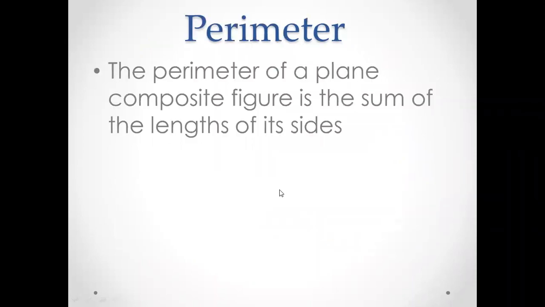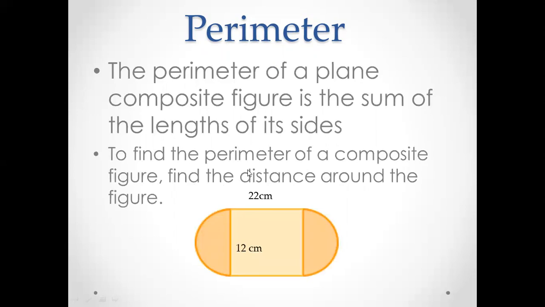Perimeter is the sum of all the sides of any shape. When we talk about the perimeter of a composite figure, it is the sum of the lengths of all the sides. To find the perimeter of a composite figure, we have to find the distance around the figure. Here you can see this composite figure is made up of two semicircles and a rectangle. If we want to find the perimeter of this figure, we have to find the distance around this figure.